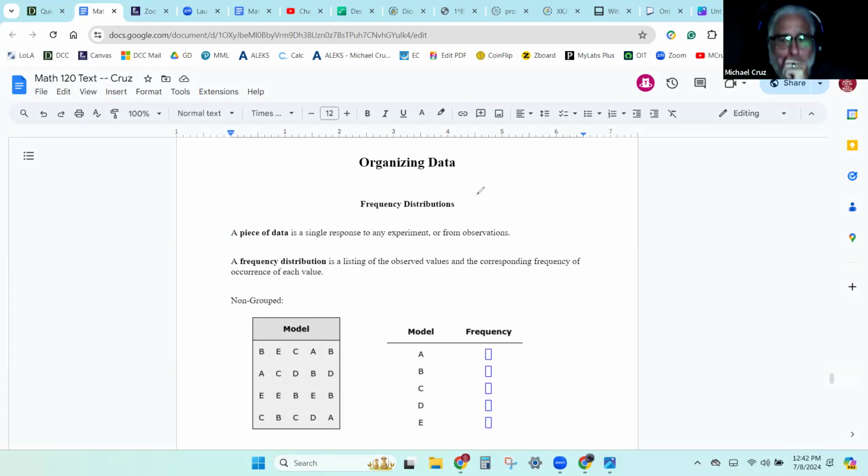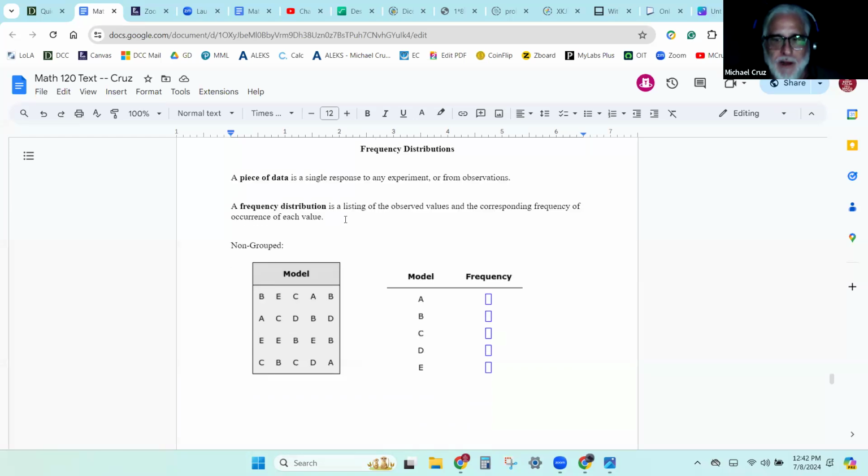There's this thing called a frequency distribution that allows us to take just raw data and organize it so that it makes a little bit more sense. If we just have a big glob of data, this is an example of what we call non-group data, because we don't have to do any of the grouping, it's already kind of grouped for us.